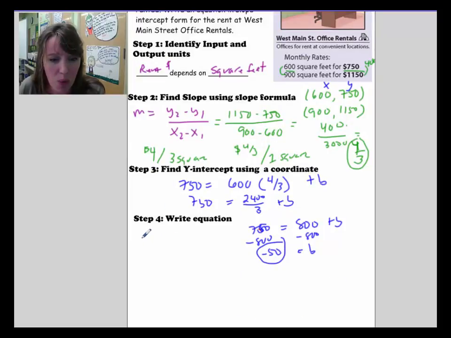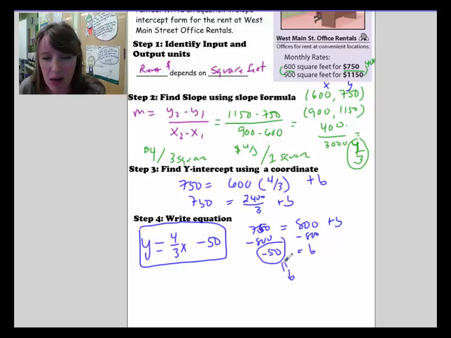So we'd go y is equal to, so this is your m, right? Or this is your b rather. Your m is 4/3. 4/3 x minus 50. So if they ask you for that equation, that would be fine. But the y-intercept doesn't really make sense in the context of a real-world problem.